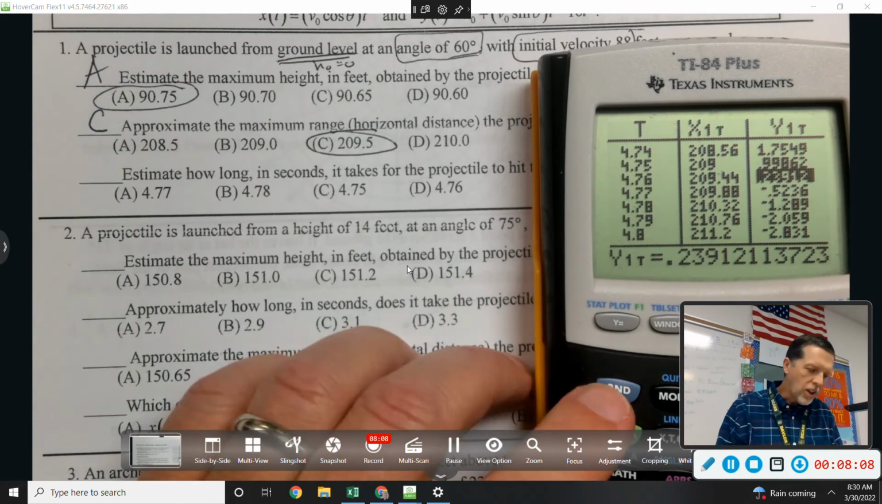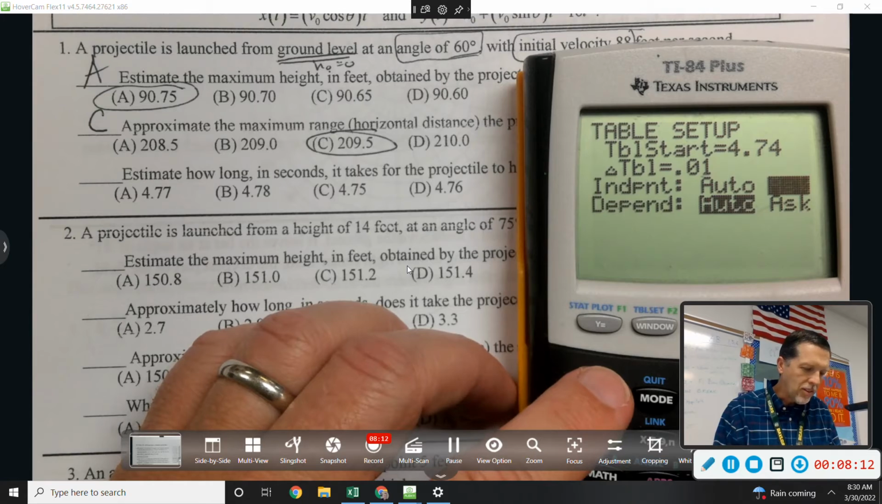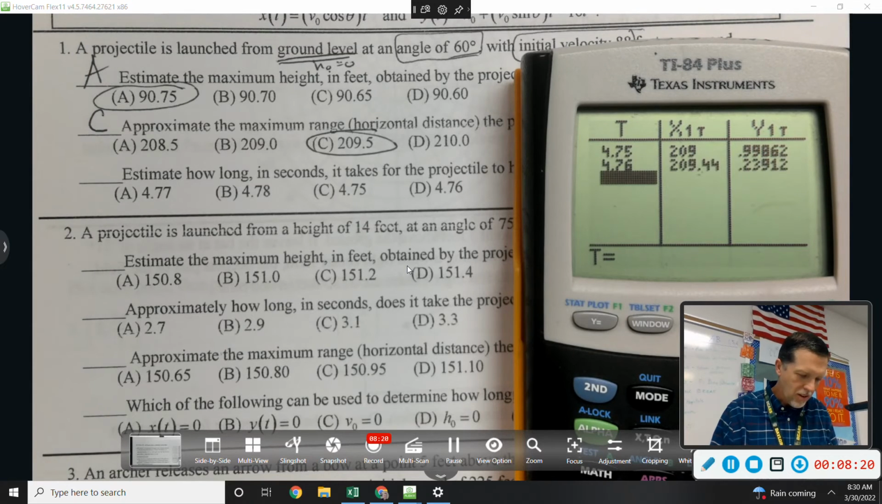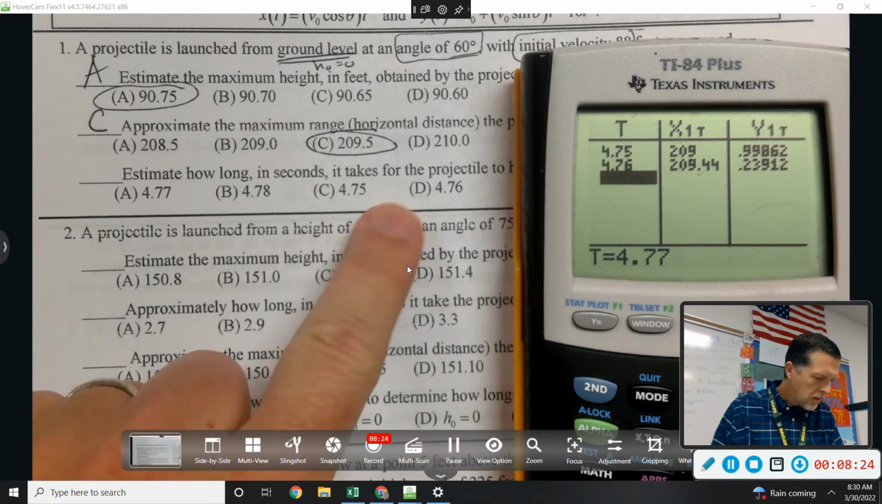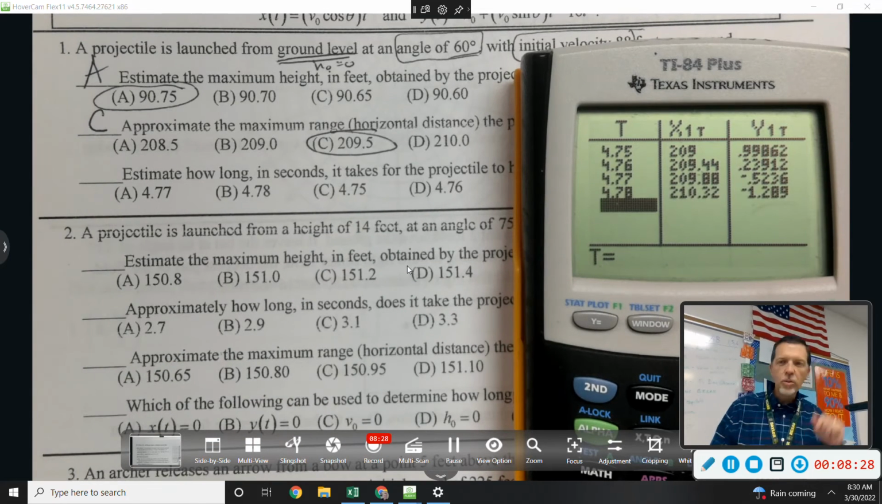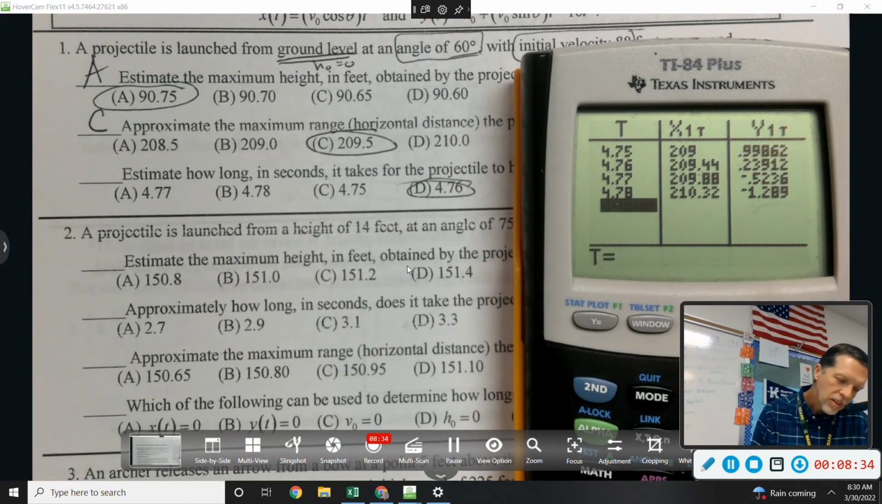You could go table set ask if you wanted to, type them in and see which one works the best. 4.75, 4.76, 4.77, 4.78. So which of those is closest to 0 would be 4.76. How do you get to the task? Or how do you get to there?